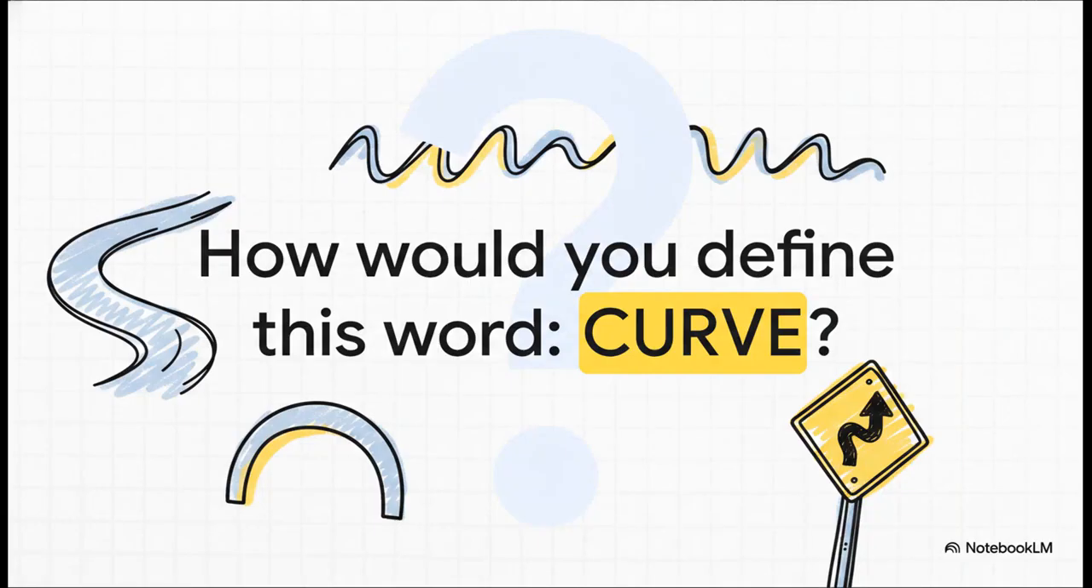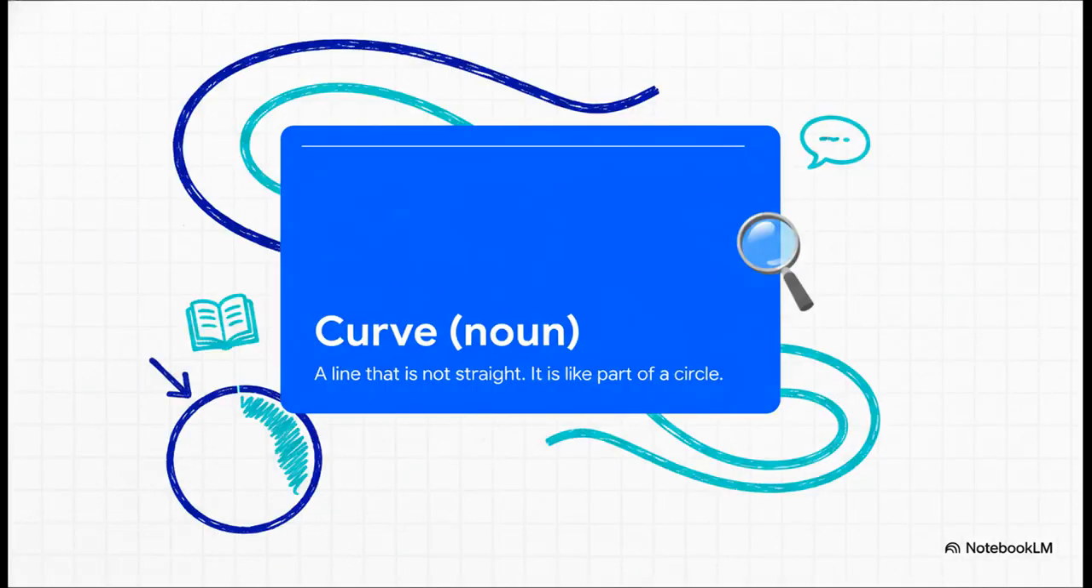All right, so here's our word, curve. Just take a second and think about it. If someone asks you, hey, what's a curve? What would you say? You might say, it's a bend or it's rounded. Maybe you just kind of draw one in the air with your finger. Seems simple, right?